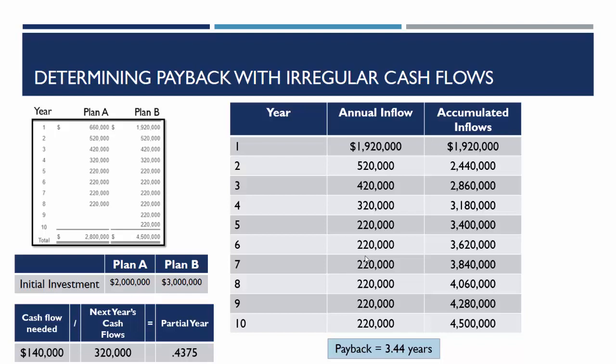So if we take on Plan B, which in this case is to buy new equipment, we get paid back pretty much a year faster than we would on Plan A if we refurbished our equipment. So Plan B in the case of payback here is more desirable.